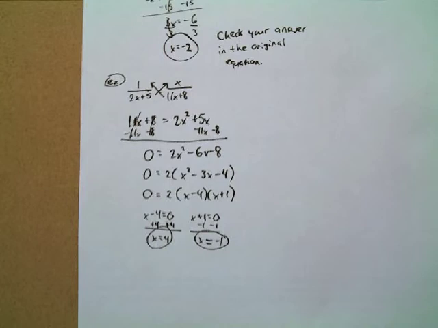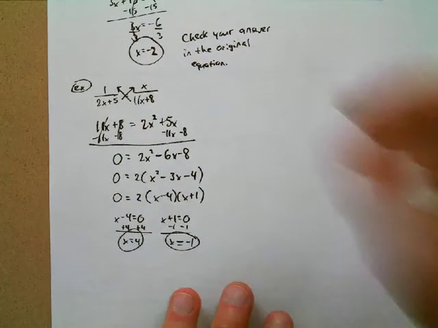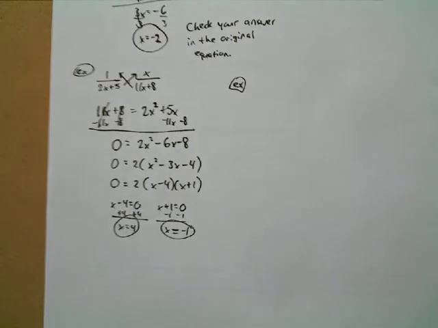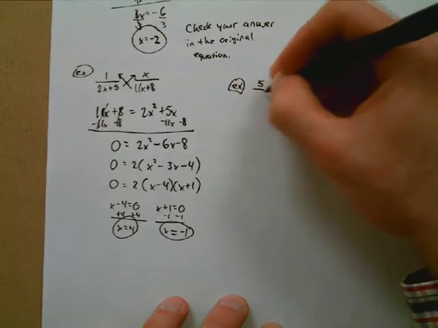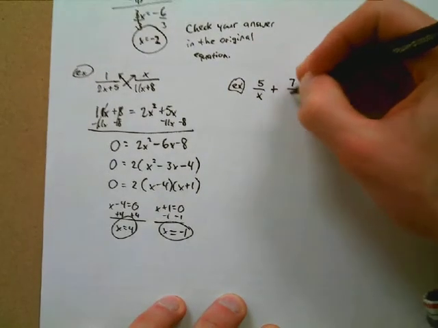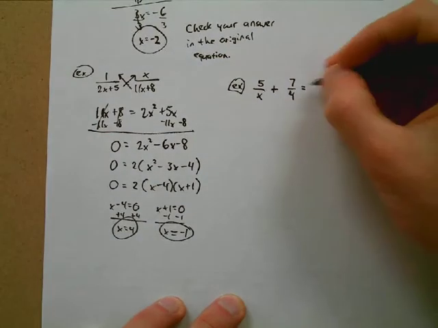Okay, I got one more for you. We're not done here just yet. One more. Okay. 5 over x plus 7 over 4 equals -9 over x.